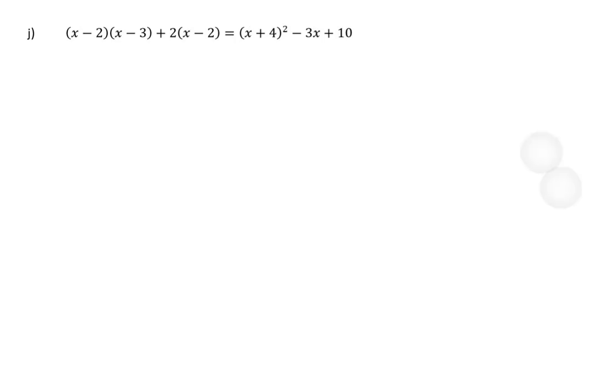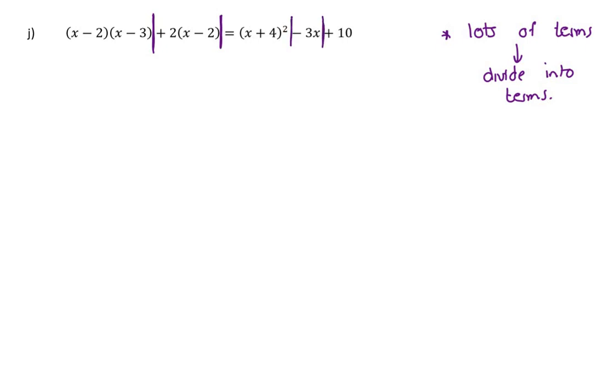Now what do I notice here? Well, there's lots of terms. So the moment there's lots of terms, I like to divide into terms, just so I can see where I'm going. So I'm going to divide into terms. So that's one term. So there's two terms on the left hand side, and there's three terms on the right hand side. And so what do I do when there's multiple terms? I need to simplify each term. Now you'll notice why this would have to be so many marks, because there's so much going on here.